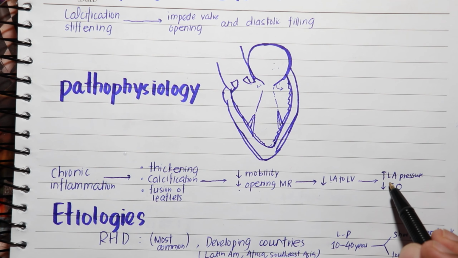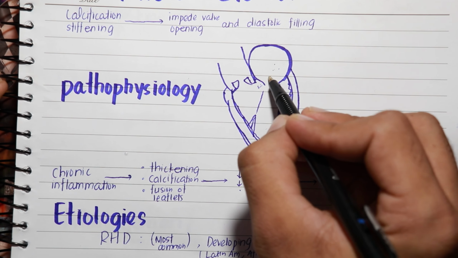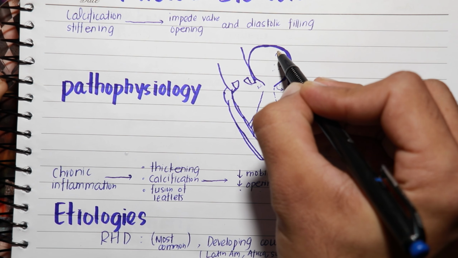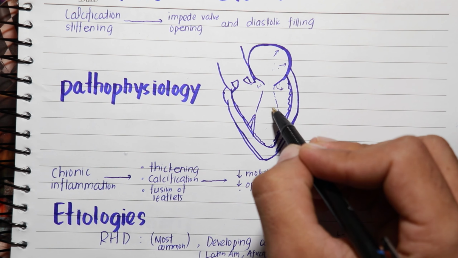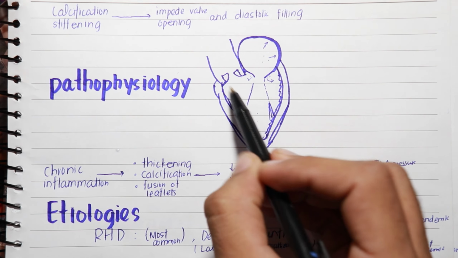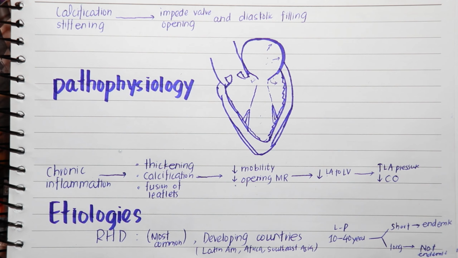This leads to increased left atrial pressure and decreased cardiac output. How? Because when blood starts to accumulate here and is not coming here, it will start putting pressure on the walls of the left atrium. So its pressure is increased and now there is less blood in the left ventricle. Less blood will go out into the body, so cardiac output is also decreased.